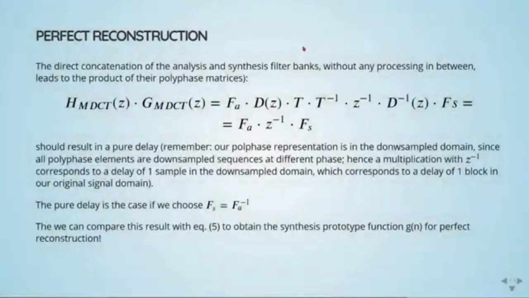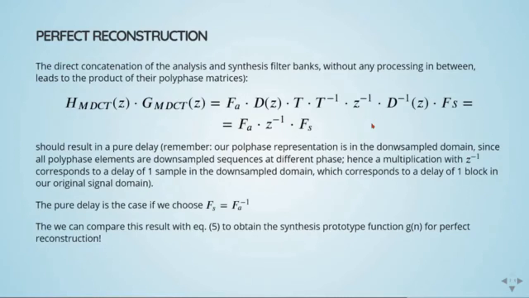We move on to see how to obtain perfect reconstruction. The direct concatenation of the analysis and synthesis filter banks without any processing in between leads to the product of their polyphase matrices. So it's H MDCT of z times G MDCT of z. And when we replace, we have this final result: FA times z to the power of minus 1 times FS. And the product of their polyphase matrices should result in a pure delay.